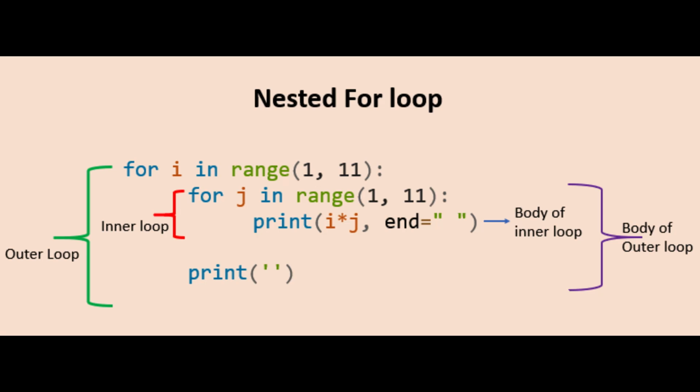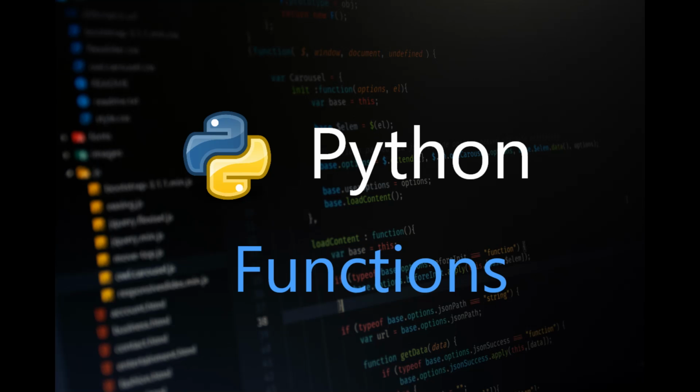The pass statement. For loops cannot be empty, but if you for some reason have a for loop with no content, put in the pass statement to avoid getting an error. Example: for x in [0, 1, 2]: pass.